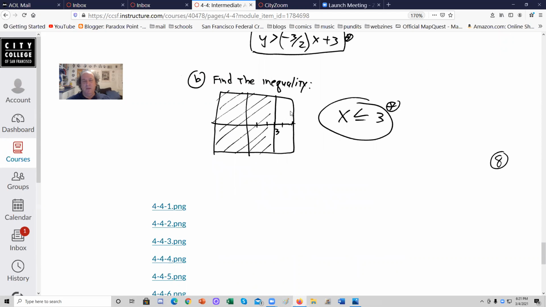Here, find the inequality, everything to the left of x equals 3. This boundary line has the equation x equals 3, and then everything to the left of it means x is less than or equal to 3. Less than or equal because this is a solid line included, so that's the inequality.